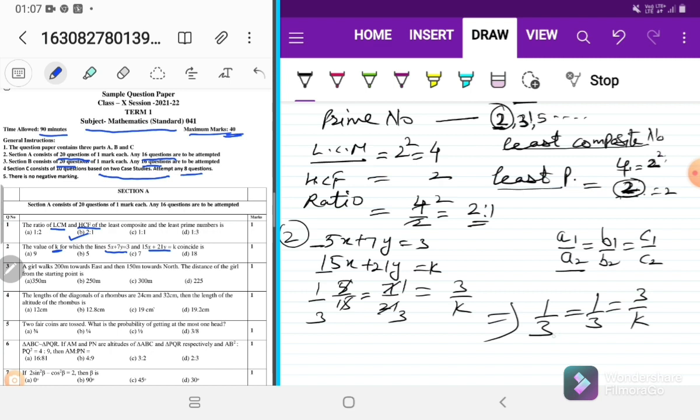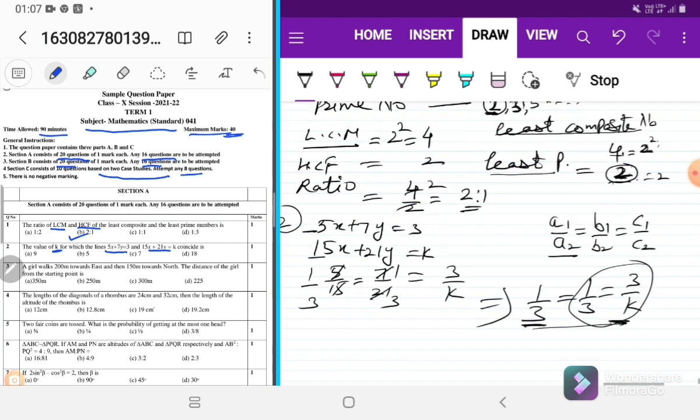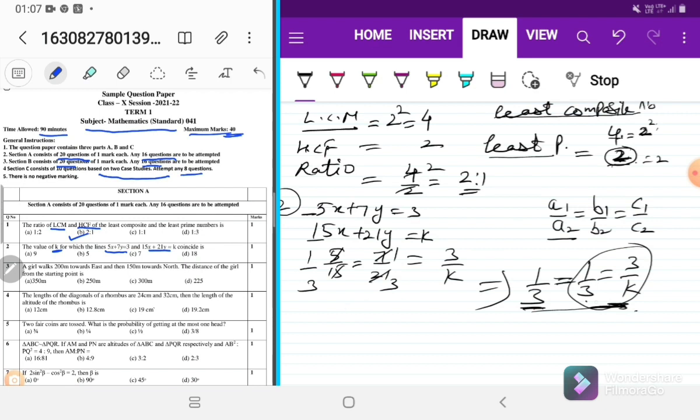So when all these three are equal, you can take the first and second, or you can take the second and third ratio. Any two you can take. Okay, when the equality sign is there, either you can take first and last, or you can take second and last. So I am taking here second and last, one and the same thing, anything you can take. So if I am taking the second and this one, by cross multiplying, what I have now is k, and 3 3s are 9. So k is what? 3 3s are 9. So my k is 9.